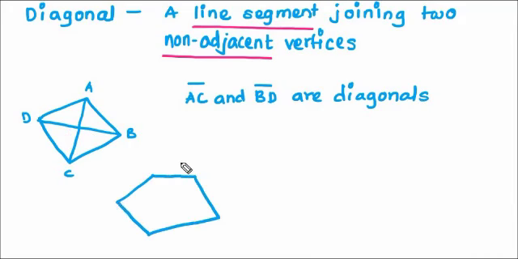So I have a pentagon which has 5 sides. Let me name it. Again, can I join AB, AE? No, I cannot because they are adjacent. So I can join AC. I can join AD. AE? No, I cannot. From B, I can't join A and C. I can join E and D only.